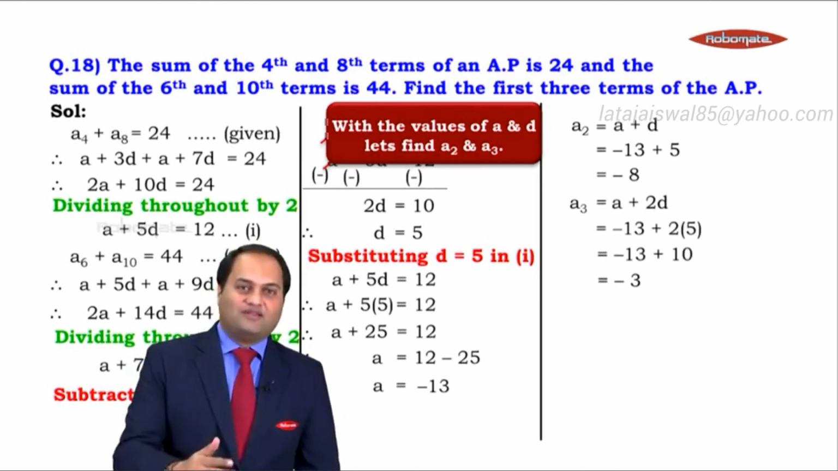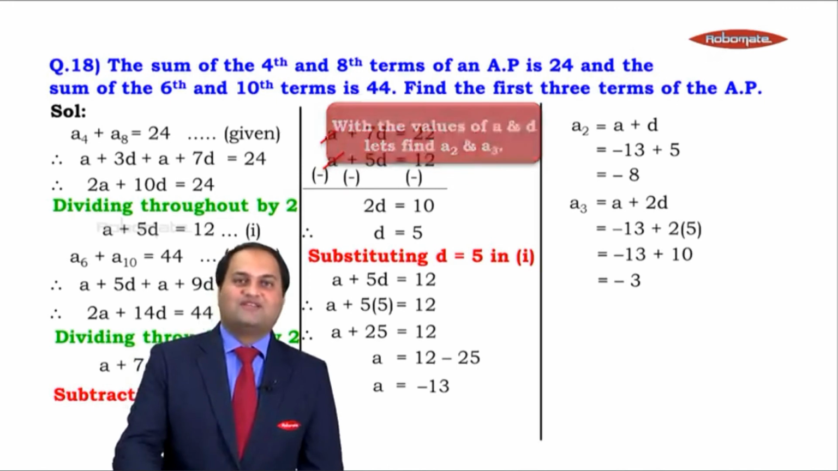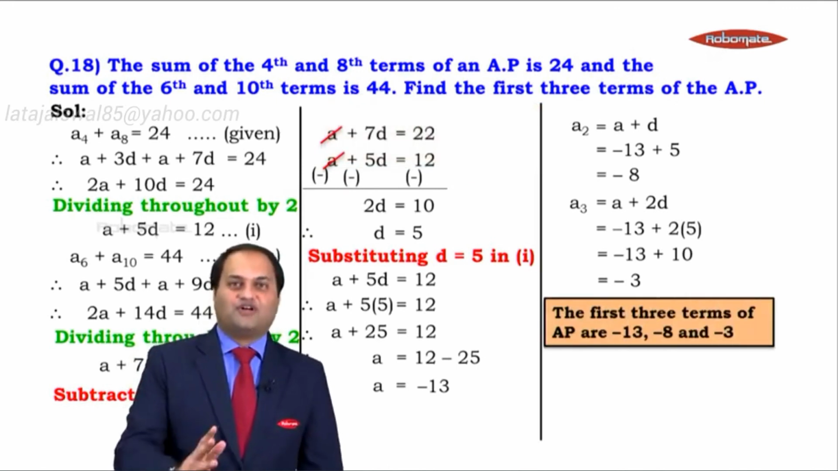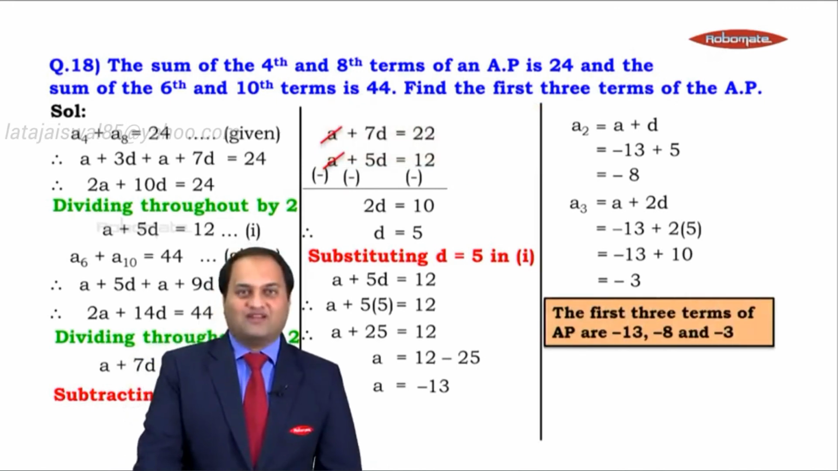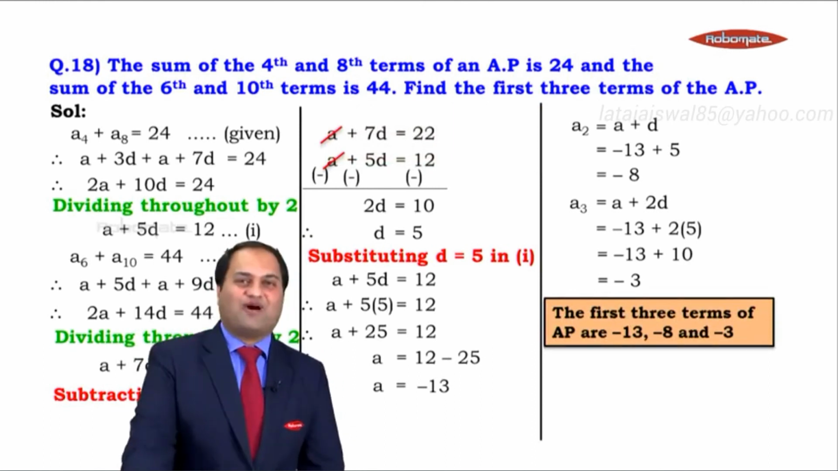A2 is known, A3 is known, A is known. These are the first three terms of the AP. So the first three terms of the AP are minus 13, minus 8 and minus 3. Quite similar to the previous sums, right?